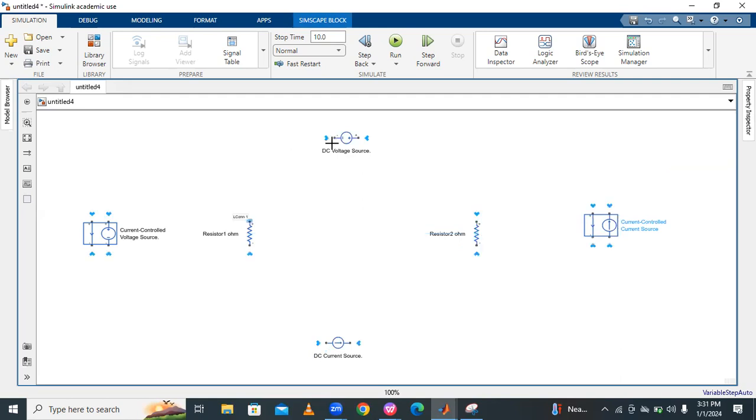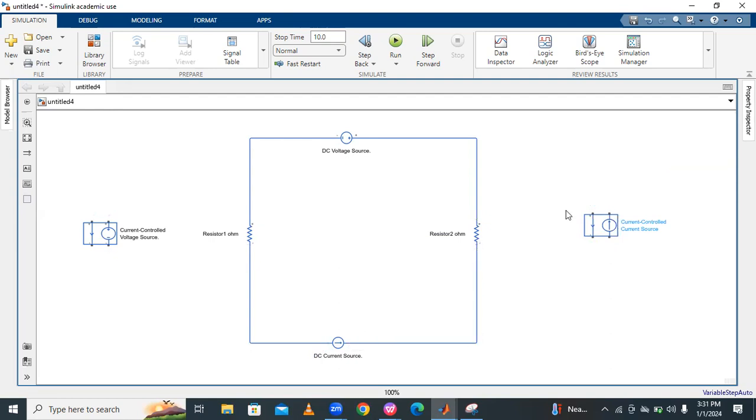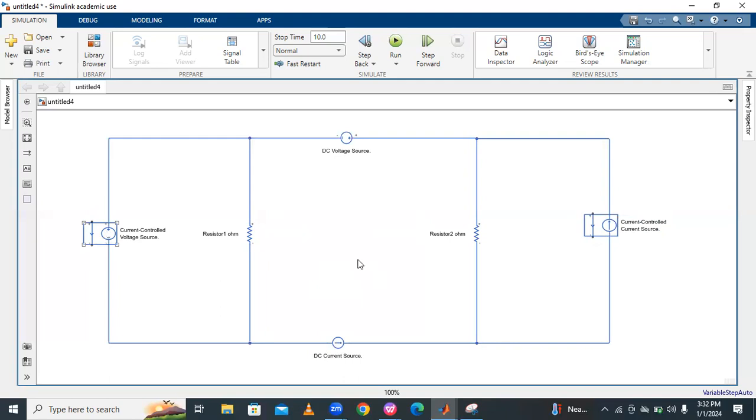Connect all these elements as per the circuit diagram this way. First, connect this circle, which is called the source here. The circle represents the source. First, we connect the circle here on the current controlled current source as well, and here also connect this way.